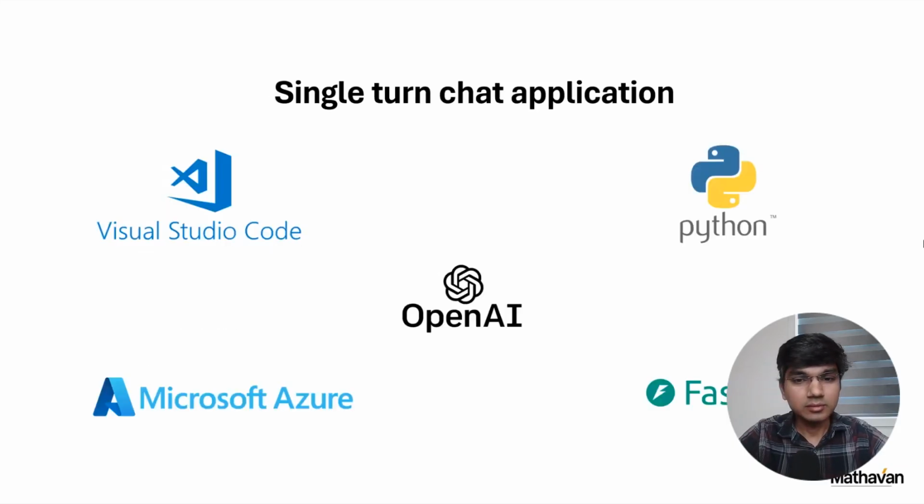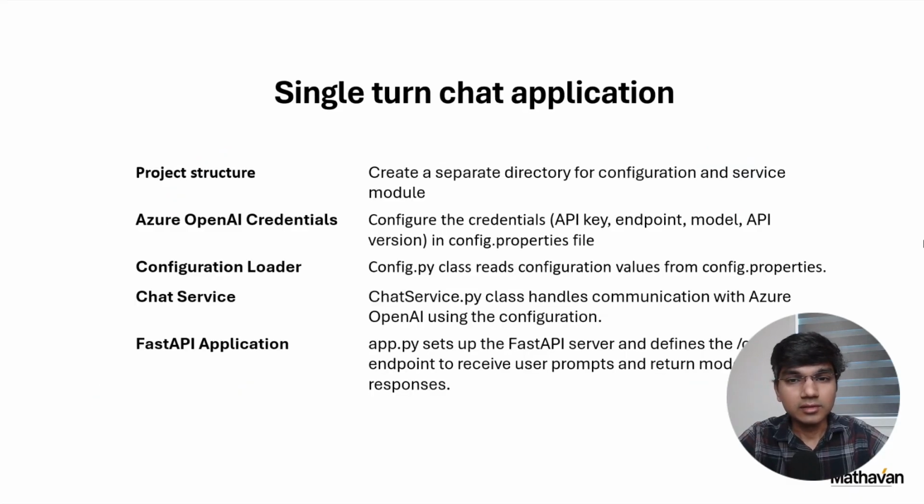As I mentioned earlier, we are using Python, Microsoft Azure OpenAI and FastAPI. For building this application, we will be using Visual Studio Code. The project structure will have a configuration directory where we will store all the configurations. For example, the Azure OpenAI credentials: the API key, the endpoint, the models and the API version. All these things we are going to store in a configuration property file, and then load that file and use it in the application.